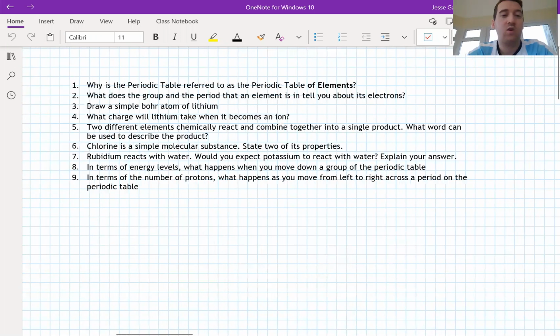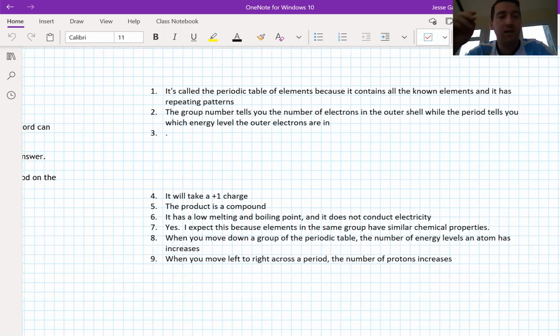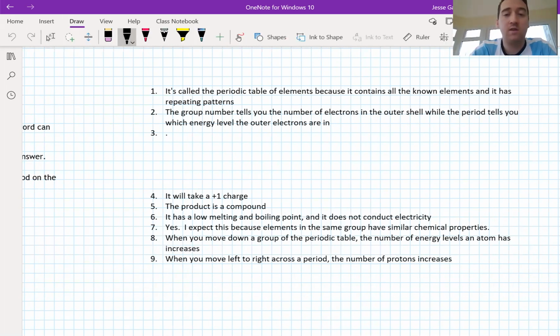Number 3 says, draw a simple Bohr atom of lithium. So a simple Bohr atom of lithium. So you're probably going to need a periodic table for this. So pause the video and go and get yourself a periodic table. Okay, so this is what you should have drawn.